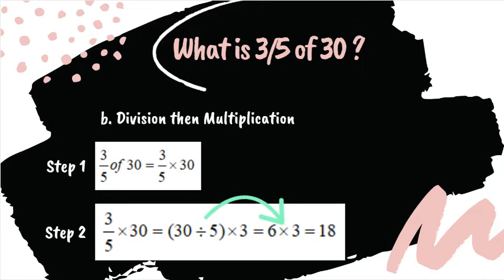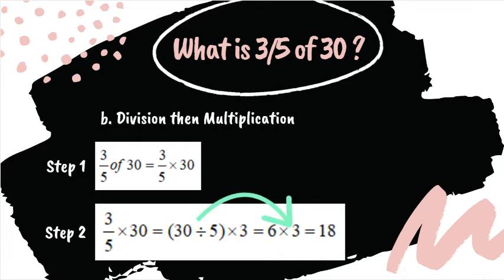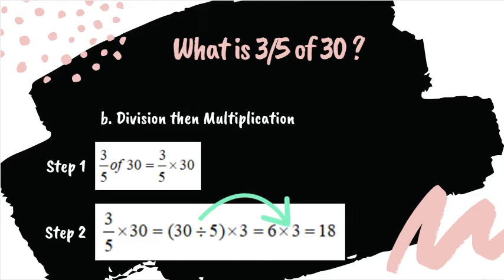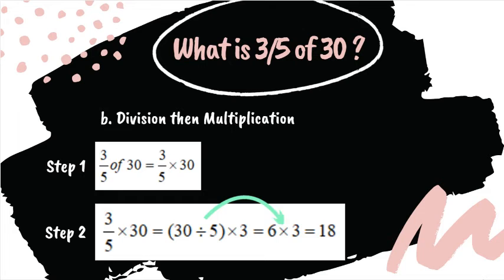But see, you need to put 30 divided by 5 inside the brackets. It means they will be the priority. We need to solve them first. Let me continue. So 30 divided by 5 is equal to 6. Then 6 times 3 is equal to 18.